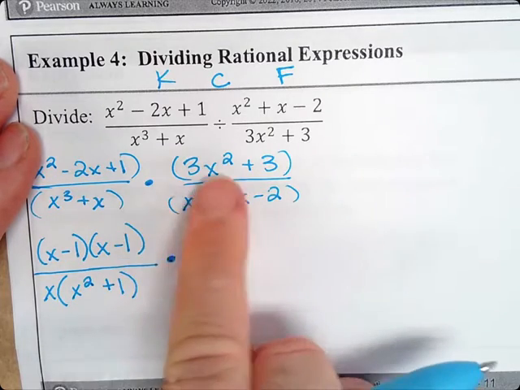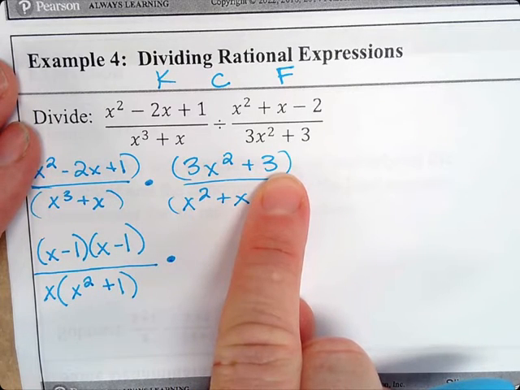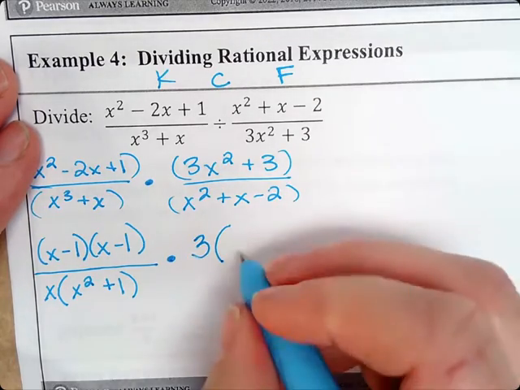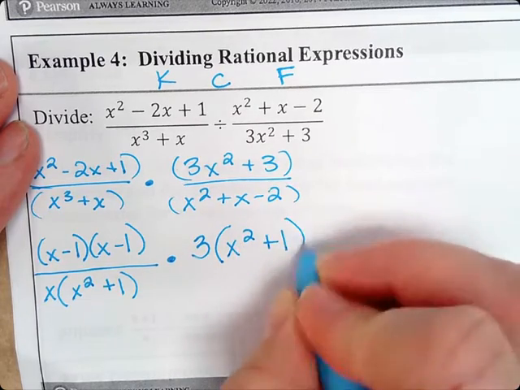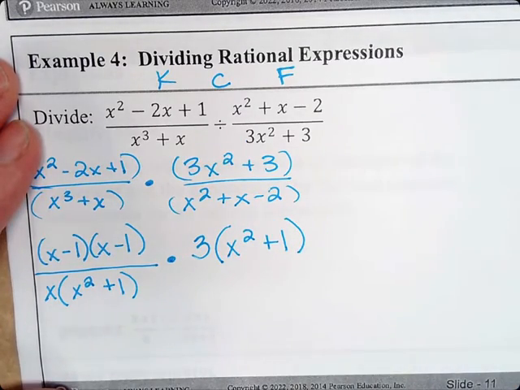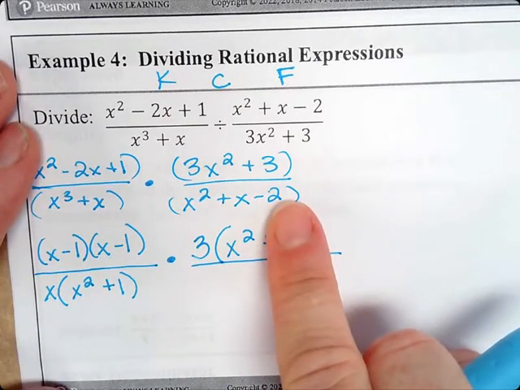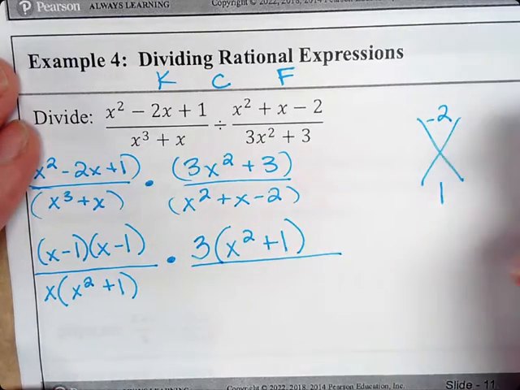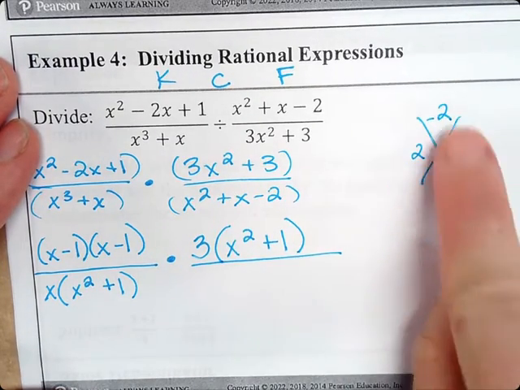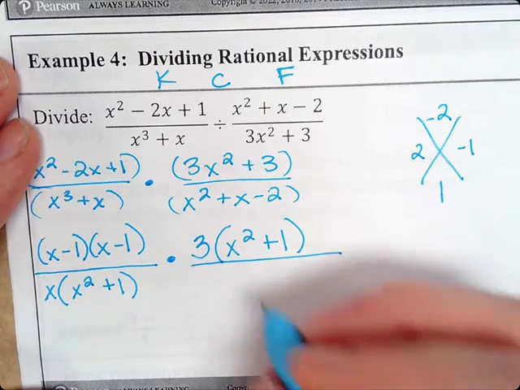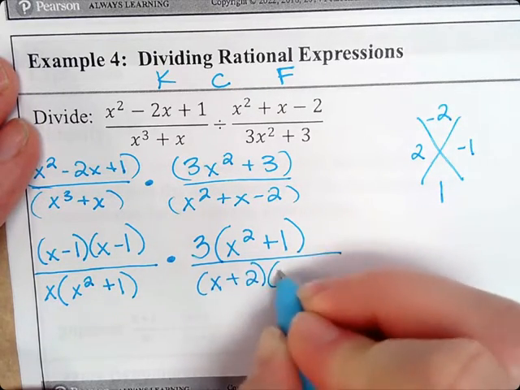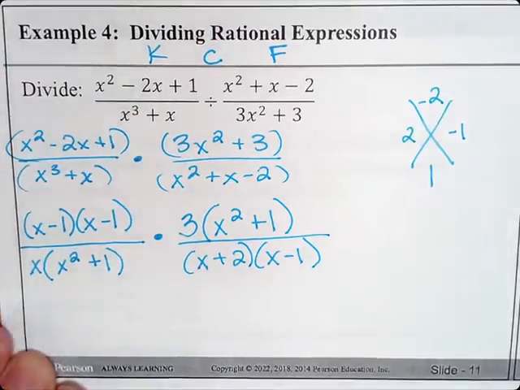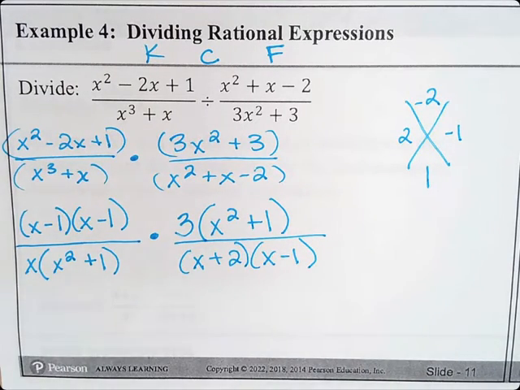Okay, now let's factor out this. What can we factor out of 3x squared plus 3? And what's left? X squared plus 1. Oh, that's good, right? Because we have a common factor. Let's wait, though. Okay, what gives us a product of negative 2 and a sum of 1? 2 and negative 1. So if I multiply these, I get negative 2. If I add these, I get positive 1. Very good. Pre-cal helping you out there?